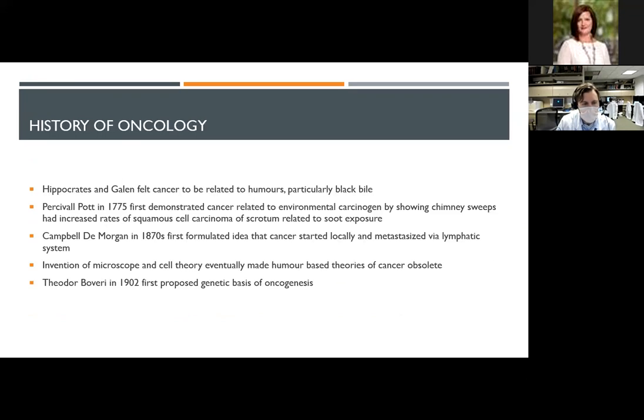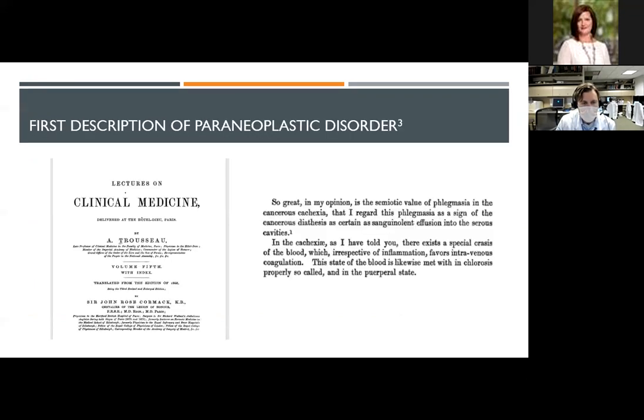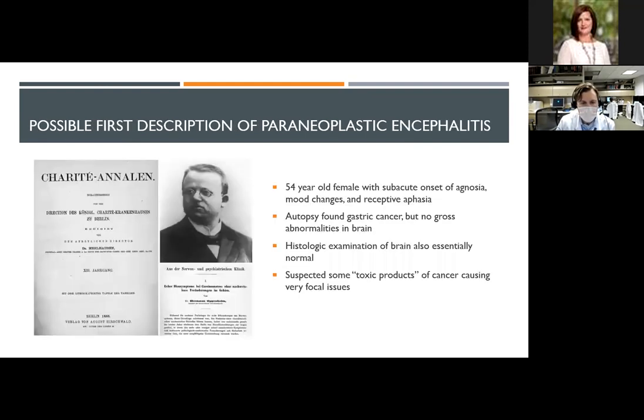I can gloss over some of this. It's not directly relevant. The first description of a paraneoplastic disorder was by Armand Trousseau, a great physician who had Trousseau syndrome named after him. He described a special crasis of the blood, which, irrespective of inflammation, favors intravenous coagulation, which he noticed primarily in cancer states. That's a lot of flowery old-timey language for a lot of inflammatory blood clots in cancer patients, which we call Trousseau syndrome or migratory thrombophlebitis, seen in a lot of adenocarcinomas, which he eventually discovered in himself years later.